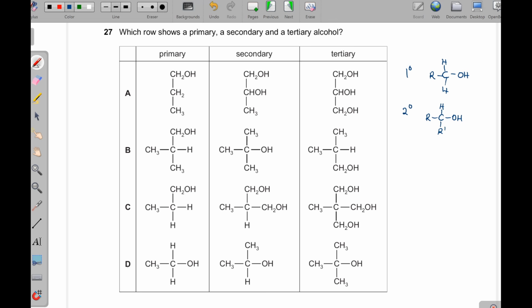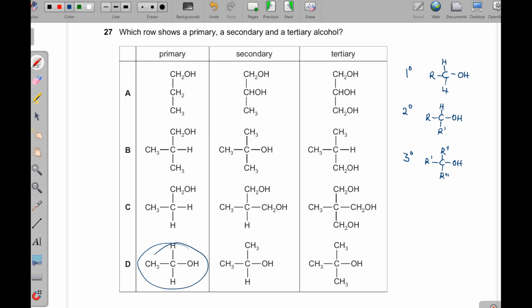You see that? So this carbon holding the OH must have these 2 alkyl groups and 1 hydrogen atom directly attached to it. And then the tertiary must have 3 alkyl groups. Not necessarily different, but 3 alkyl groups, and it has no what? Hydrogen. That carbon there has no hydrogen, which is holding the what? The OH.